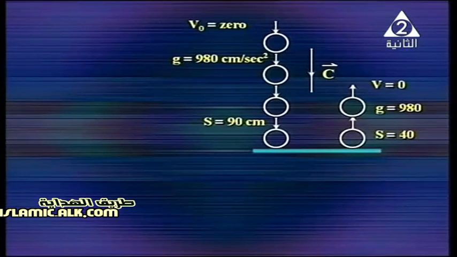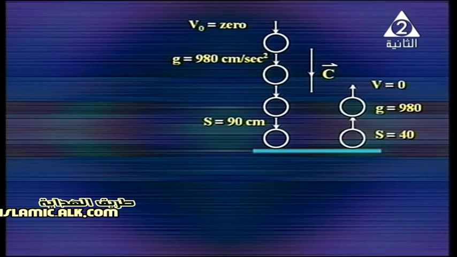We have a rubber ball, its mass 200 gram, let to fall on a horizontal surface. Look at the rubber ball at the top. V naught equals 0. Why? Because we drop the rubber ball. When it starts from fall, then the initial velocity, V naught, equals 0. G, gravity force, is 980 centimeter per second squared or 9.8 meter per second squared.